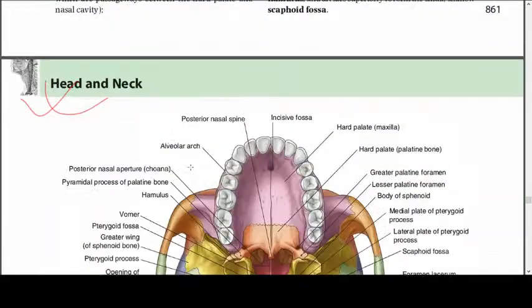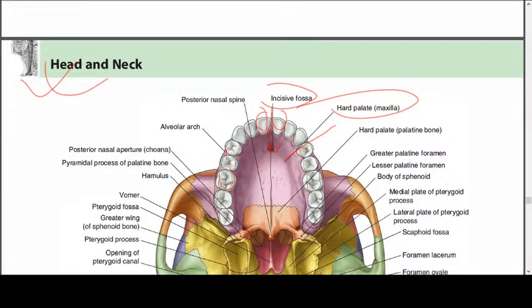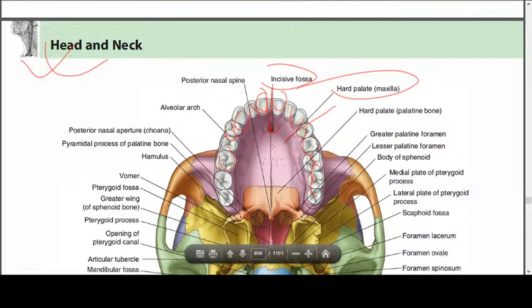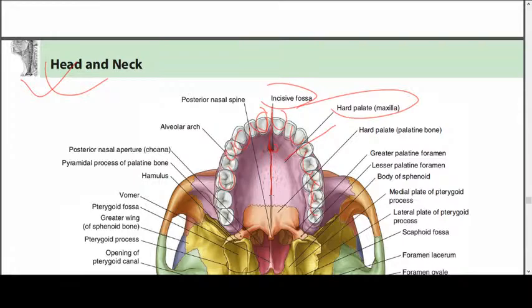For this we need to see the figure. Let's talk about the hard palate. This right here is called the hard palate. There is the incisive foramen, and the fossa below it is called the incisive fossa. These are the alveolar arches, where the teeth are present. This is the line where the two halves of the hard palate meet.